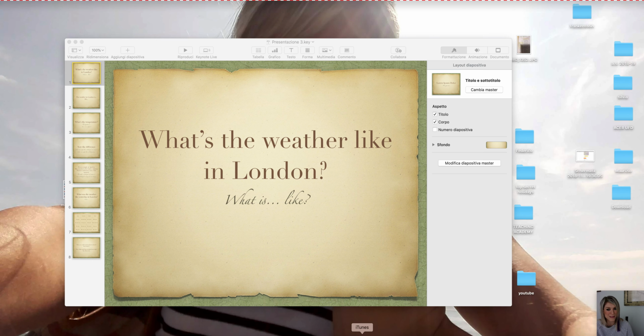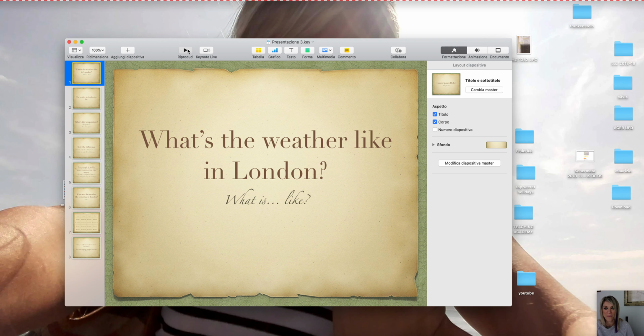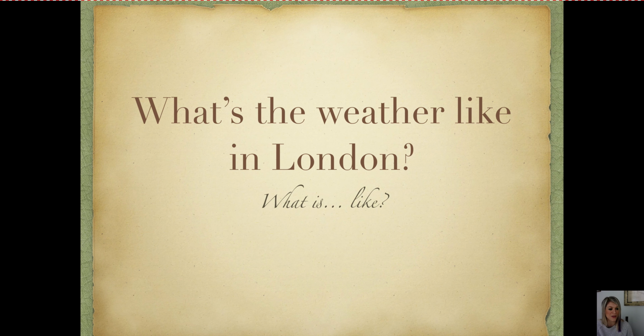Today's topic is the weather. We must make a distinction between the weather and the time. The time is told by a clock. What's the time? What time is it? It's 5 o'clock, it's 10 o'clock, it's midnight.